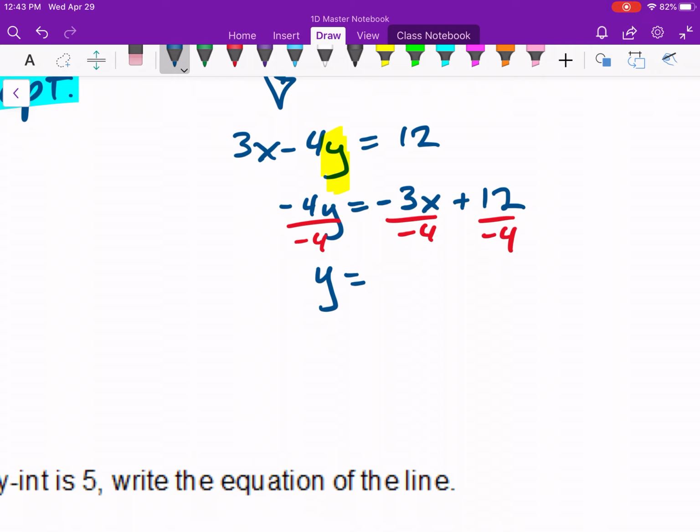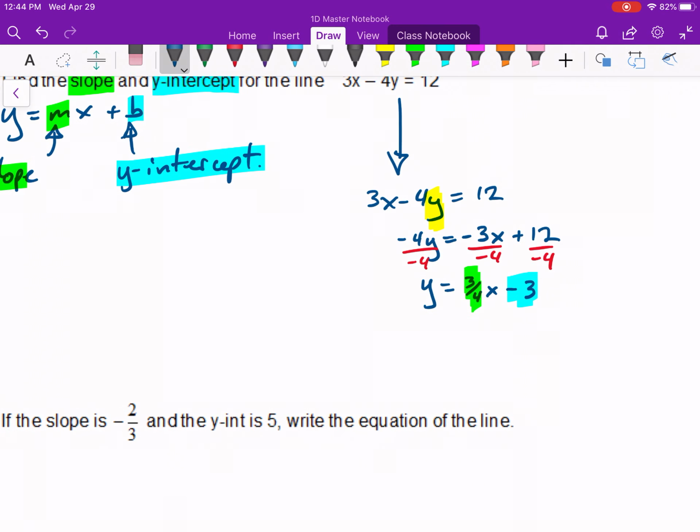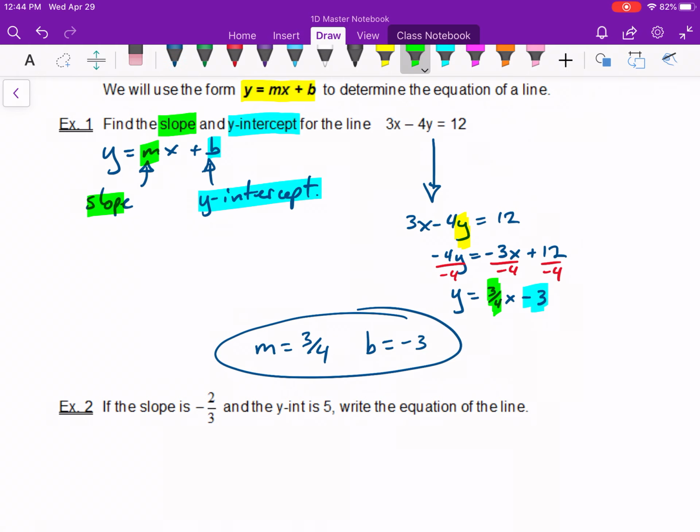I've got negative 3 over negative 4. Those two negatives cancel out, leaving me with just 3/4. And I've got positive 12 divided by negative 4, so that simplifies down to a negative 3. Now it's in slope y-intercept form. The number in front of the x is my slope. The number that's by itself is the y-intercept. So m equals 3/4, and b equals negative 3, and that's my answer to finding the slope and the y-intercept.